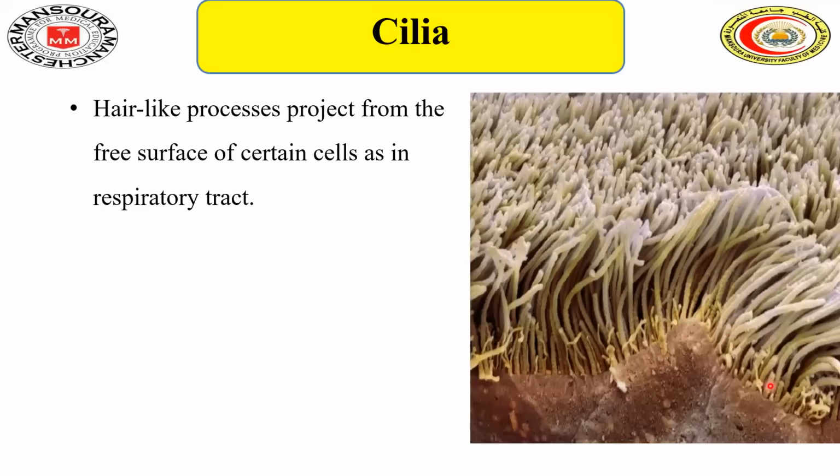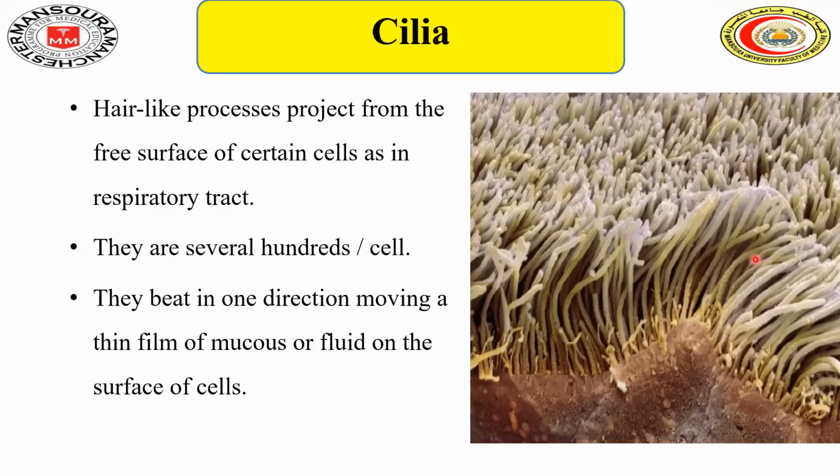Where can we see cilia in the body? We can see them in the respiratory tract and in the female genital tract. These are examples of sites of the body having cilia. Regarding their number, they are several hundreds per cell. So each ciliated cell has hundreds of cilia projecting from its free border.